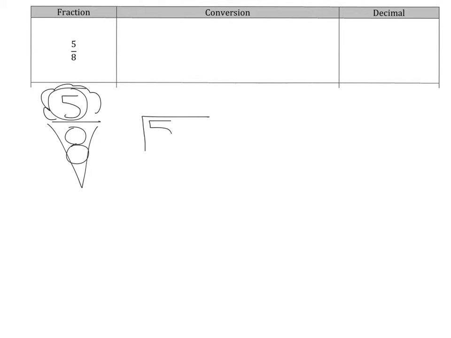We know that one of our strategies for changing a fraction to a decimal is to divide. So we have 5 divided by 8. You can think about an ice cream cone to help you figure out how to set up your division problem. This is a freezer, and your ice cream goes inside of the freezer so that it can stay cold, and your cone will go outside of the freezer. So you have 5 divided by 8, your numerator divided by your denominator.